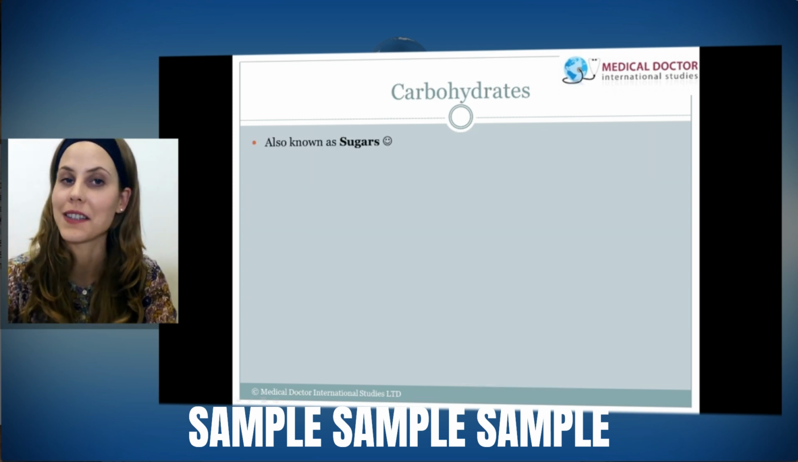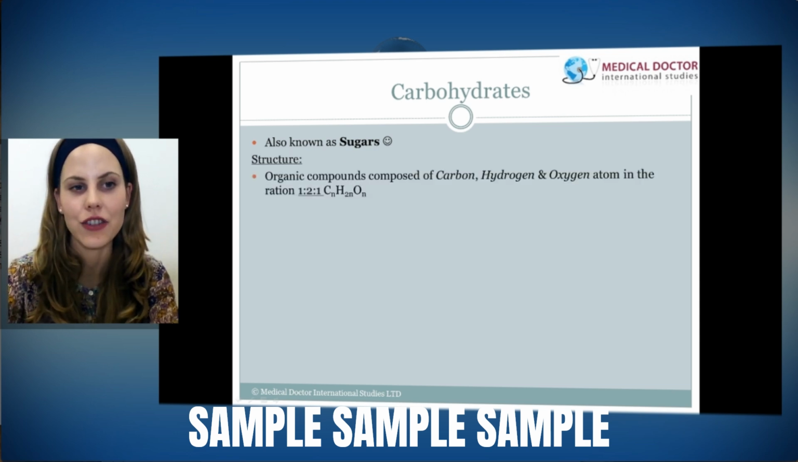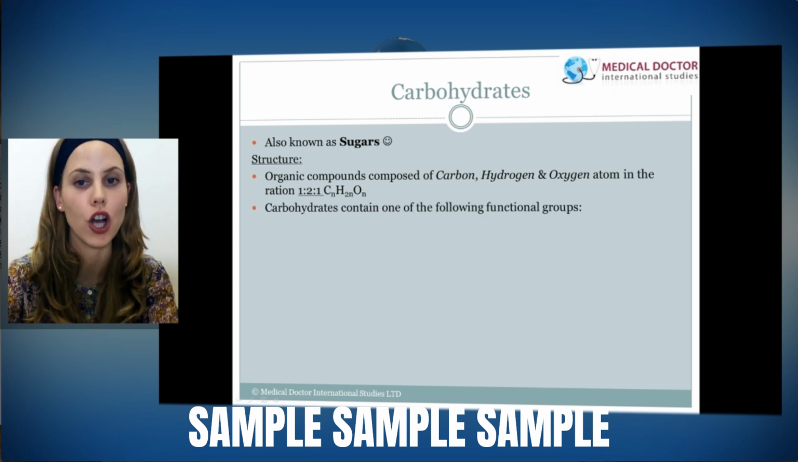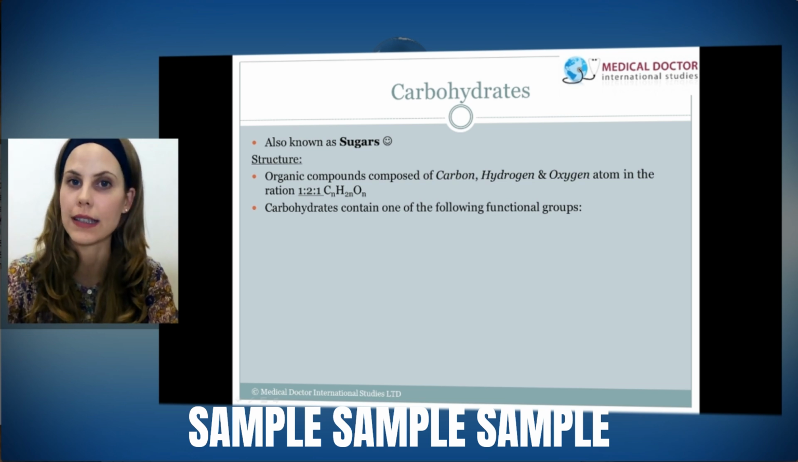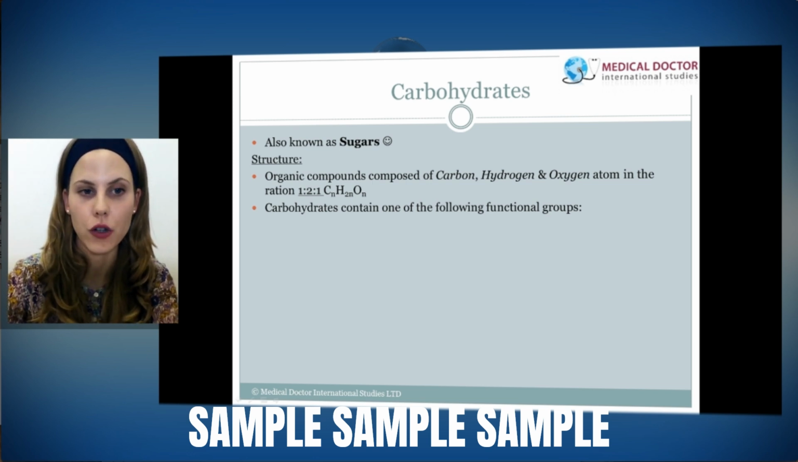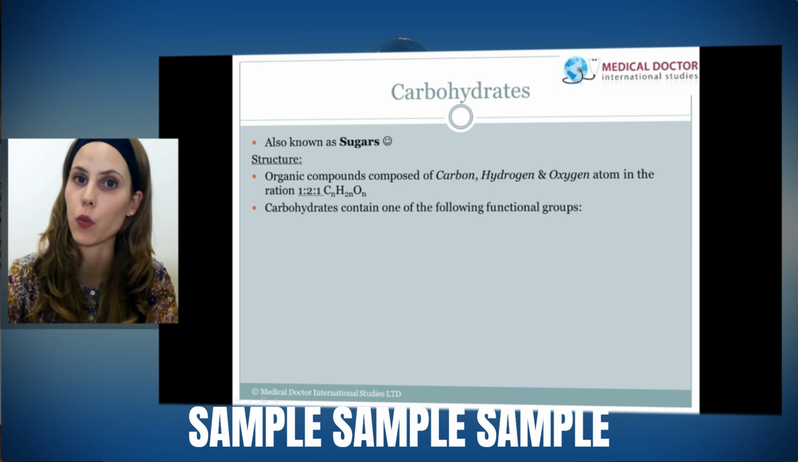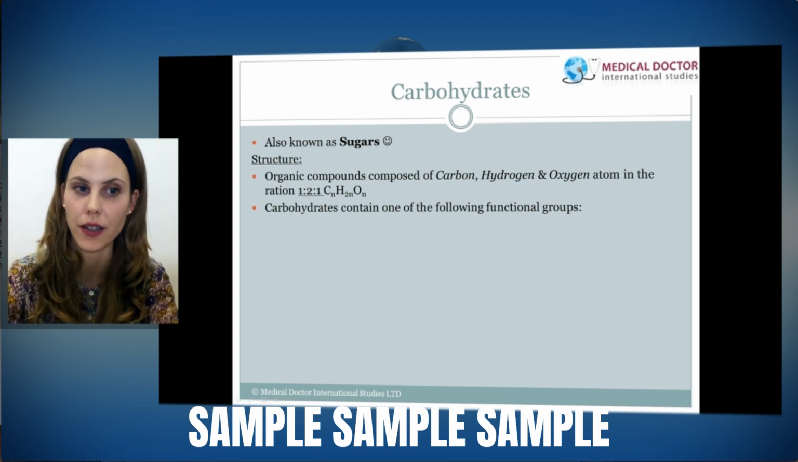So carbohydrates are also known as sugars. In their structure, they are organic compounds composed of carbon, hydrogen, and oxygen in the ratio of 1 to 2 to 1. So CH2O would be an example of the ratio of 1 to 2 to 1, meaning if there's one carbon, there will always be 2 hydrogens and 1 oxygen.